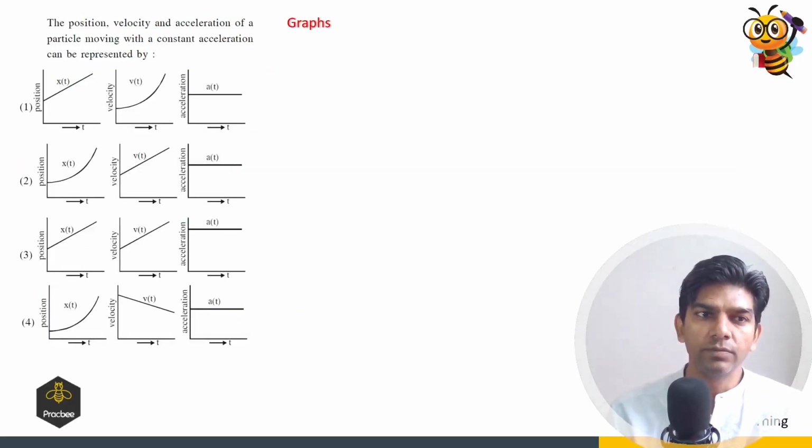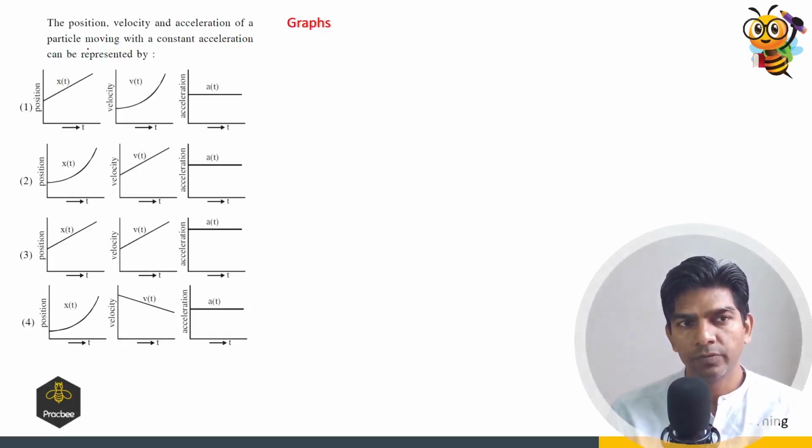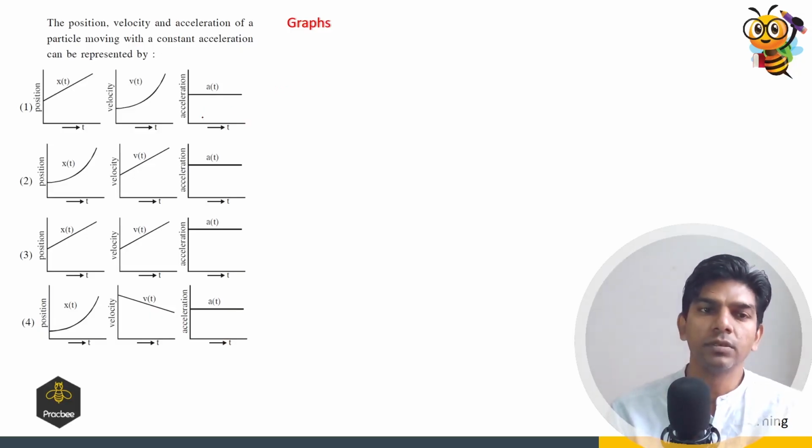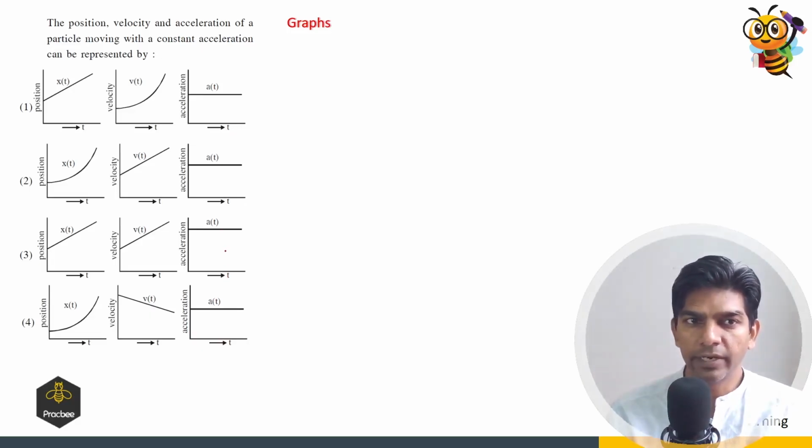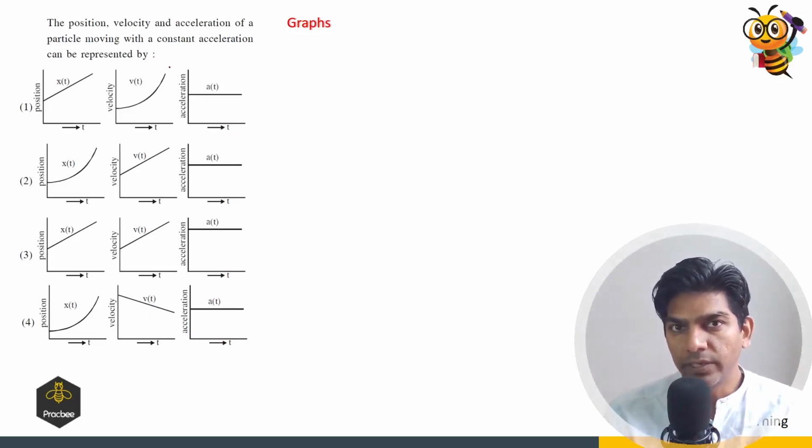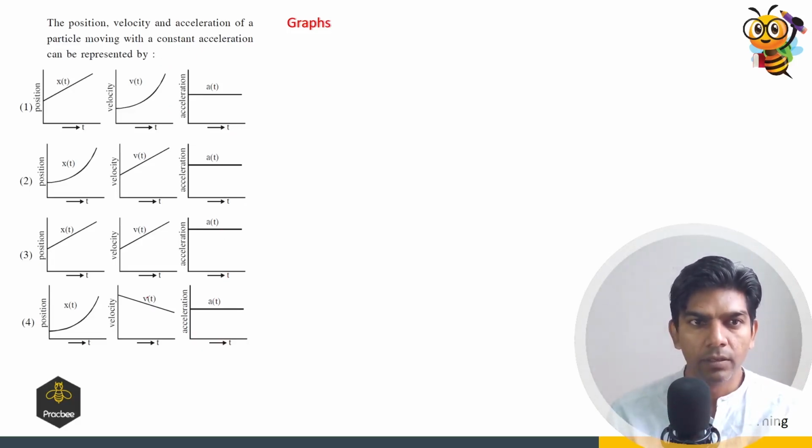Now let us see this question. The position, velocity and acceleration of a particle moving with constant acceleration can be represented by. So when the particle is moving with constant acceleration, the acceleration time graph is constant, as in uniformly accelerated motion. So if you look at all the options, we have acceleration as constant, right? And the velocity time graph will be linear.